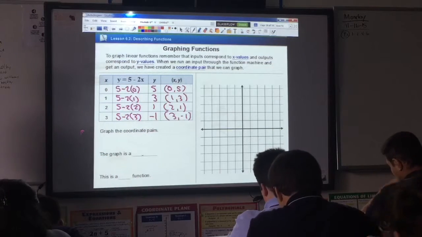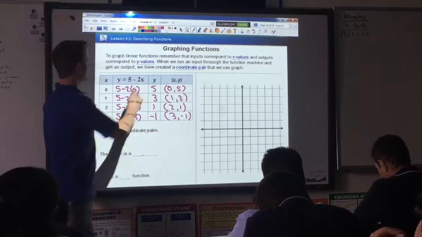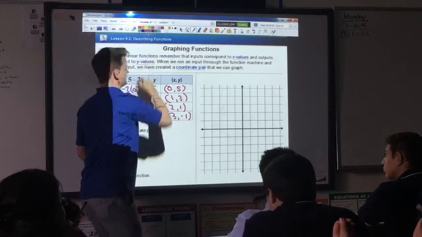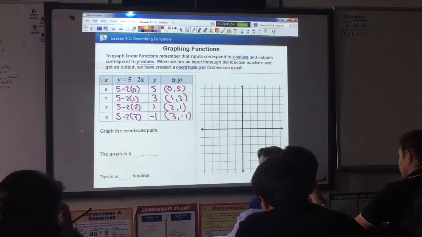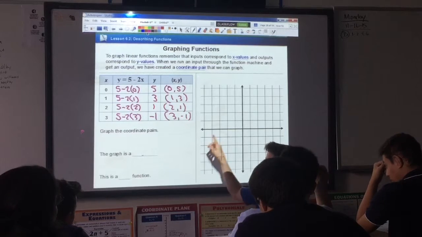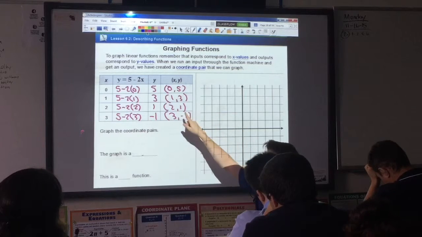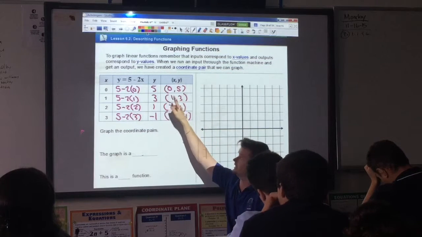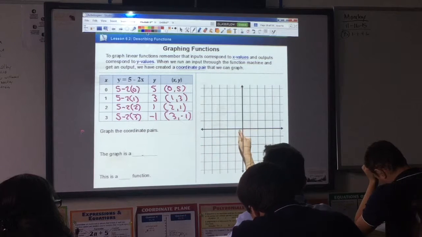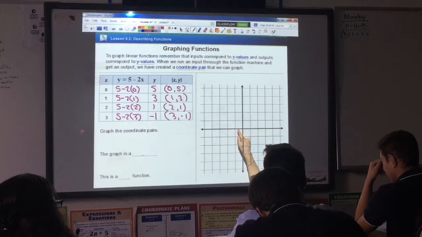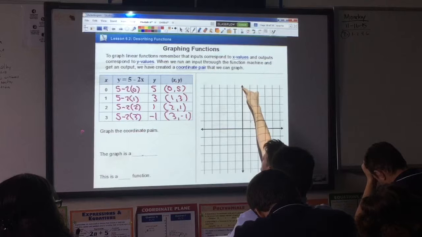Now that I have all these coordinate pairs, I can graph this function. Just to make sure we all remember how to graph correctly, where do I always start? The origin. We always graph the x-coordinate first. It tells me whether I go left or right. Then I graph the y. It tells me if I go up or down. For the first one, am I going left or right? Up or down? How many spots? 5. 1, 2, 3, 4, and 5.